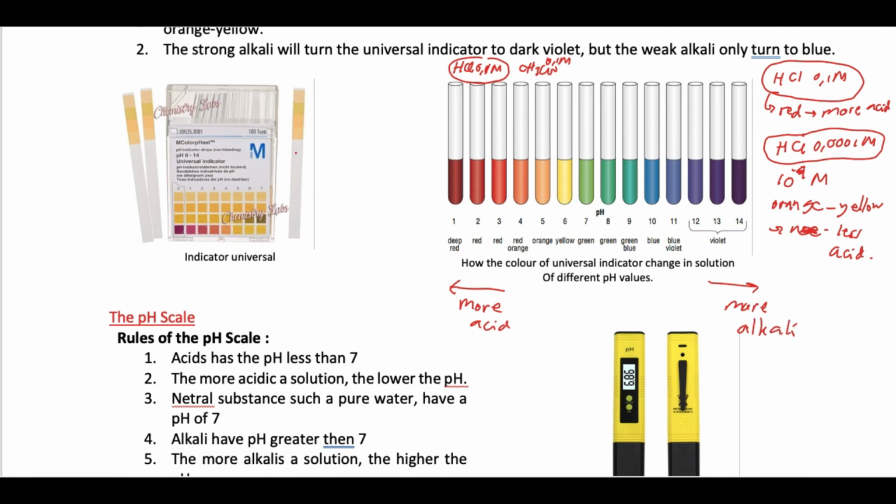Okay, this is what universal indicator looks like. This is the stick before you put it into the solution, and if it changes to this color, it means it has a pH of 0, 1, 2, and so on.